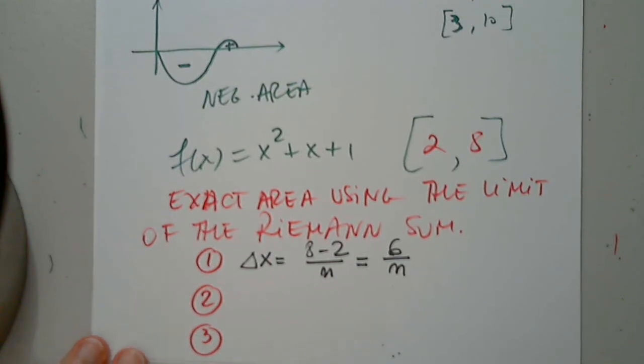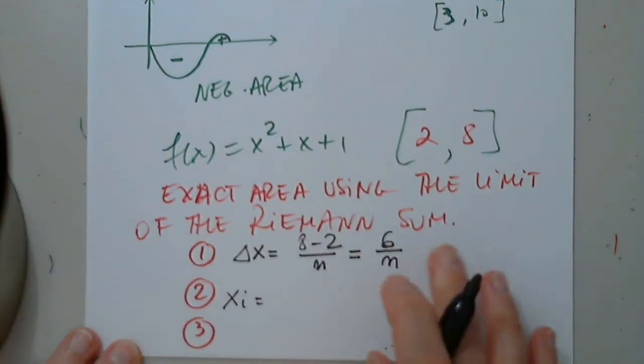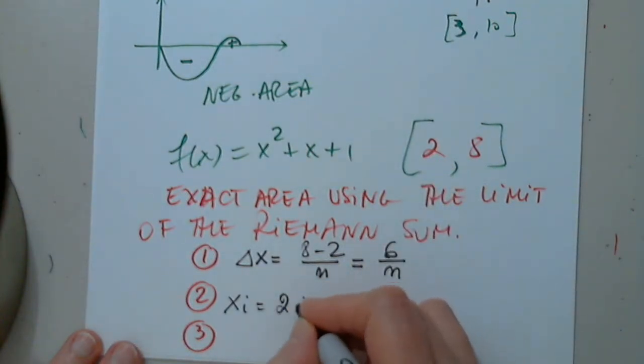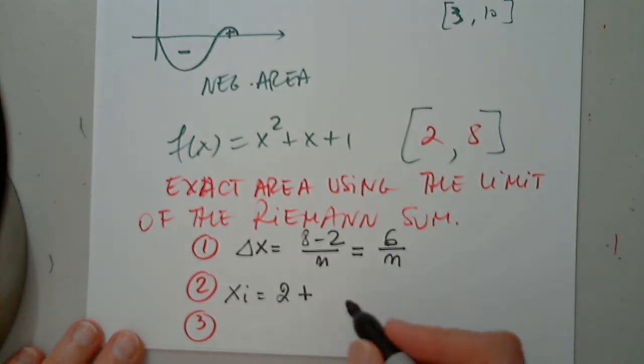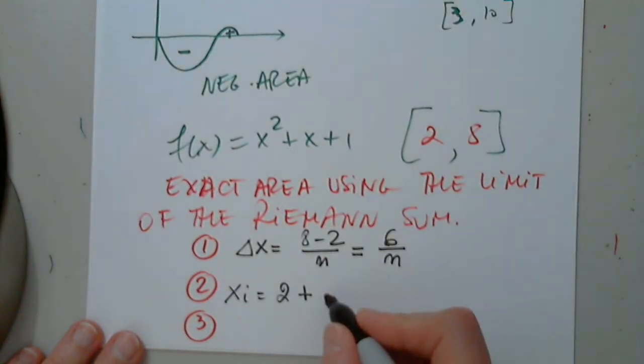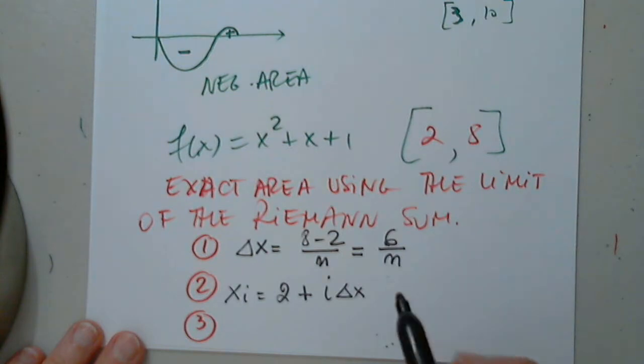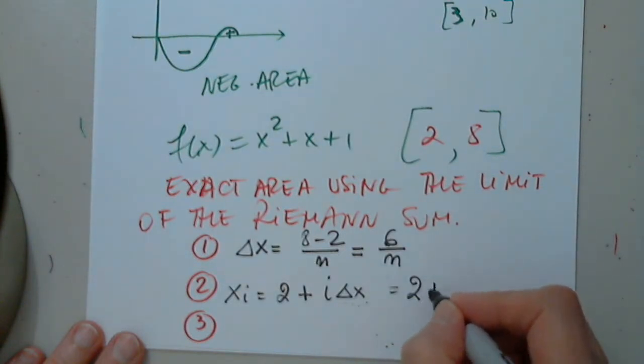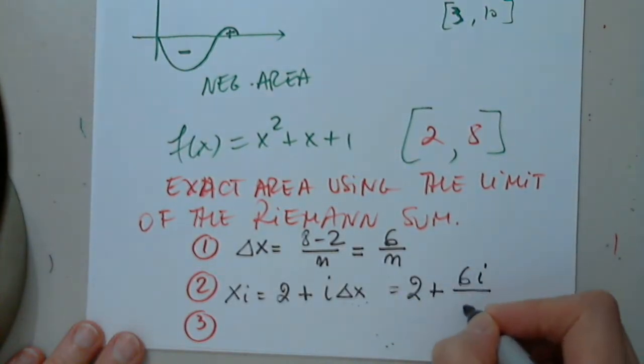Finding xi. Excellent. xi. Remember, this time it starts at 2, not at 0. So 2 plus i delta x. This is always the same. The beginning plus i delta x. If it's 0, I have 0 plus i delta x. If it's 2, I have 2 plus i delta x. I replace delta x. So I have 2 plus 6i over n.